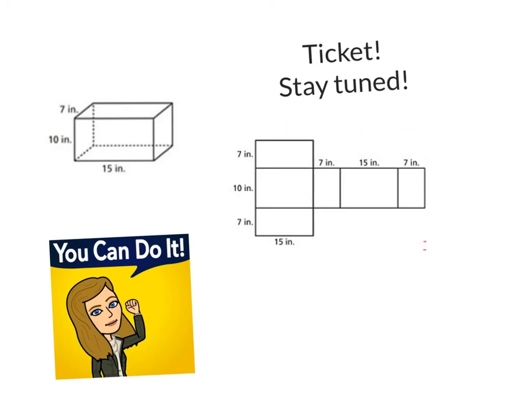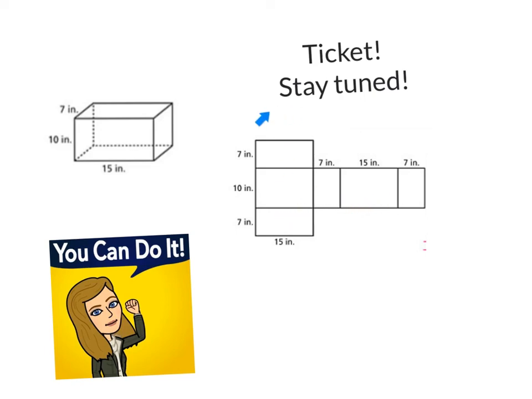Alright, 4th graders, I showed you 2 different examples of finding surface area. Please feel free to go back and re-watch any parts that you need to. For your ticket today, you're going to be finding the area of each face on this rectangular prism. And keep in mind, to find the surface area, you have to find the area of each individual face and then add it all together.